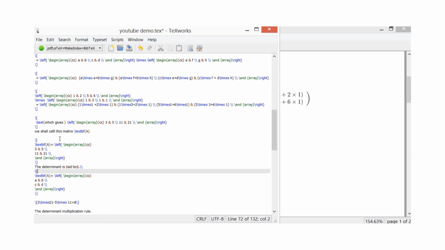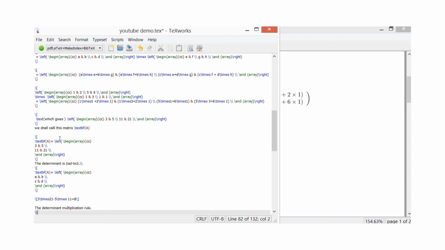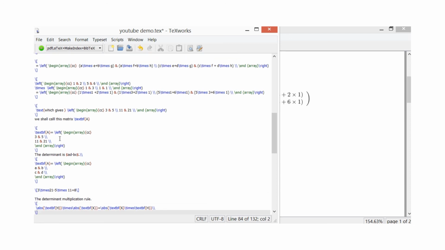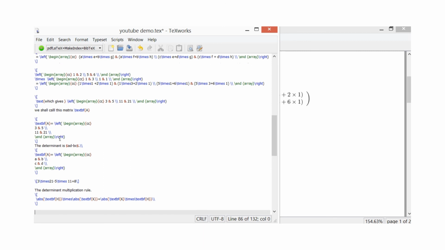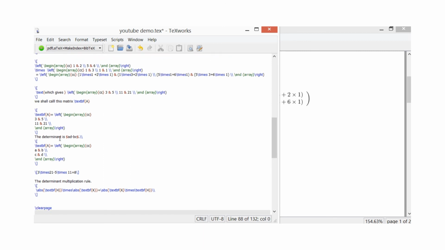Determinant. So the next thing I'll show you is the determinant symbol. This is all the same thing again, all just continued. Right, so here we go. Here's where the multiplication of the determinant rule was written out. So this is it here.